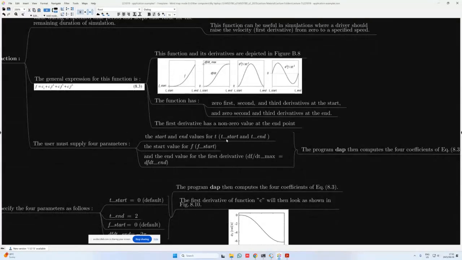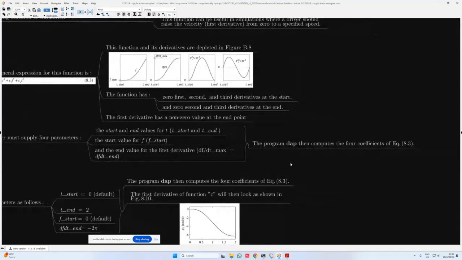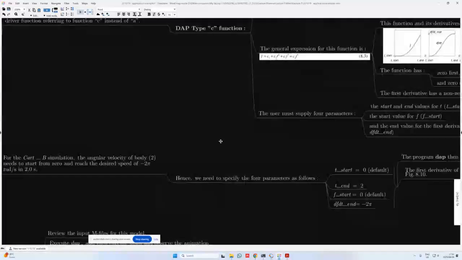The start and end values for t, so t start and t end. If t start isn't specified, then the standard of 0 is in any case used over there, but t end does need to be specified. Then we also have the start value for f start. Once again, if this value isn't specified, then the default of 0 is used. And finally, the end value for the first derivative. So df dt max, which is equal to df dt underscore end, when we provide it as input to DAP-BC. And the program DAP then computes the 4 coefficients of equation 8.3 and enforces the driver constraint accordingly.